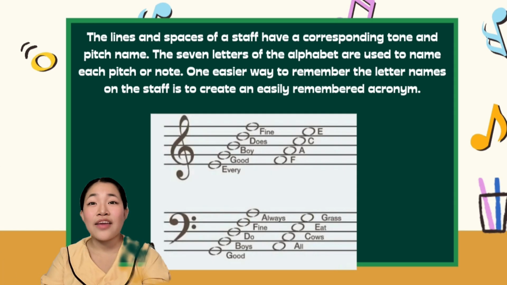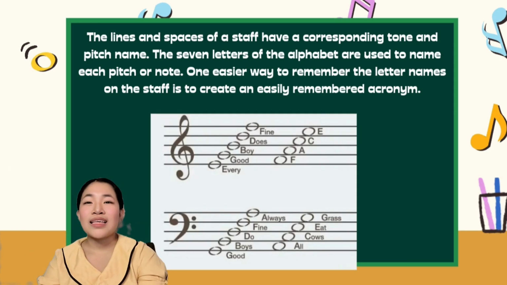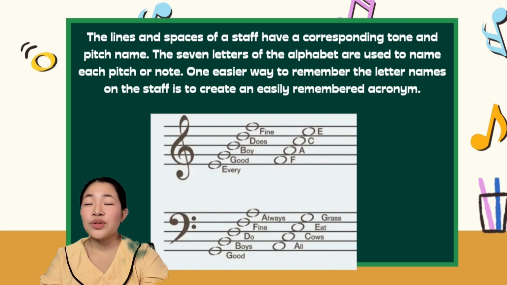For the G clef, again, let's do it. In the lines, every good boy does fine. What about the spaces? Face, your face. The bass clef or the F clef: first, let's do the lines. Good boys do fine always. Again, good boys do fine always. The spaces: all cows eat grass. All cows eat grass.